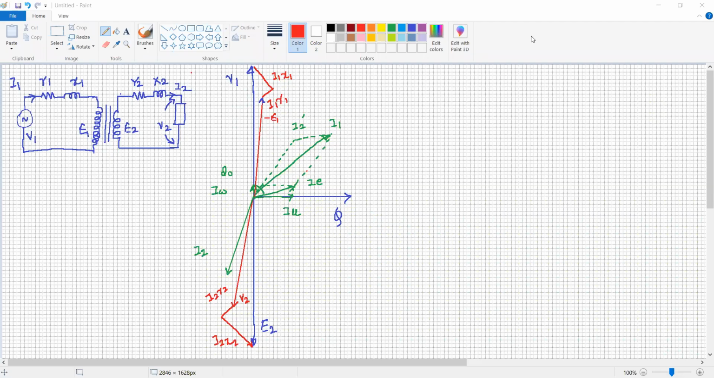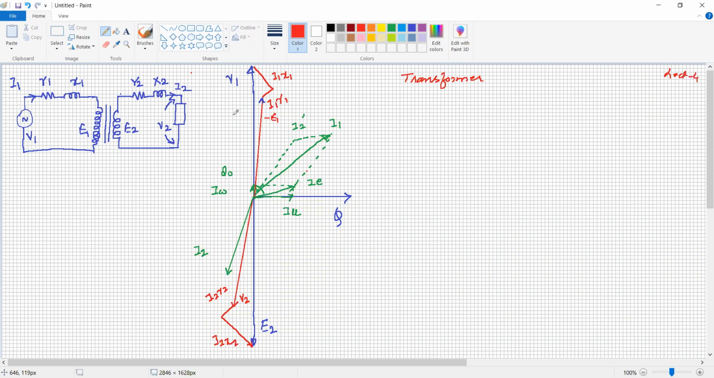Okay, welcome to Electrical Machine 1 lecture. In the previous lecture, it was discussed that transformer on load. So our topic is transformer, two-winding transformer, and this is lecture number 4.